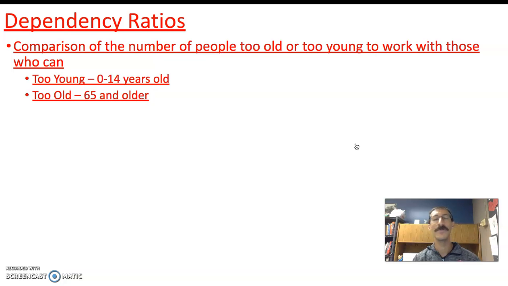Now, this doesn't mean that you can't work and support a family just because you're below the age of 14 or older than 65. In many cases you can, but typically you can't. You're not as physically and mentally able to make enough money to provide for your family, or to materially provide for your family if that's how you do it. So it's more about a range.